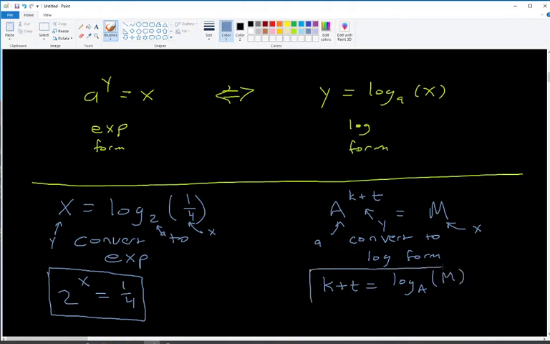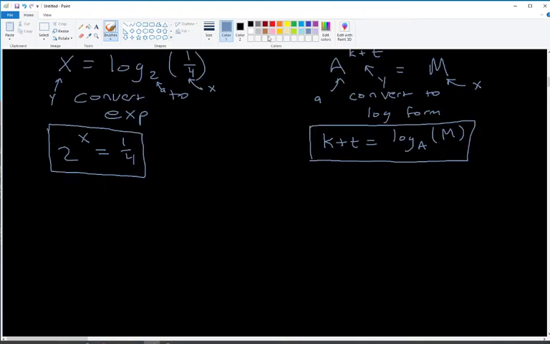So for these, we'll do one more, but the idea is you just look at which side you are starting from, use that side to identify who's acting as a, x, and y in that side, and then convert it to the other side and just write in for them. So let's say we had one that is log base b of r equals k. So this is a logarithmic one. We want to convert to exponential form.